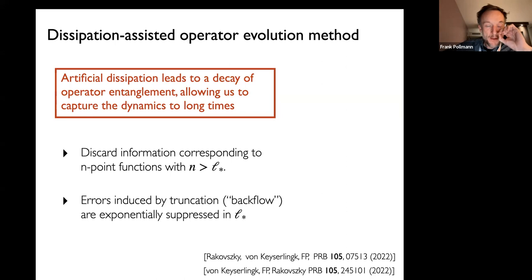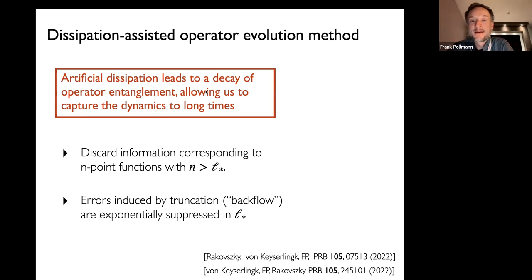So then we thought about how we can truncate entanglement using some physical intuition, and this is what we then did. The idea is, in a few words, the following. We change from the Schrödinger picture that we have been discussing so far to the Heisenberg picture. And in the Heisenberg picture, we introduce some artificial dissipation, which leads to a decay of operator entanglement.